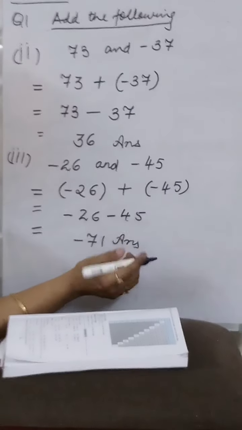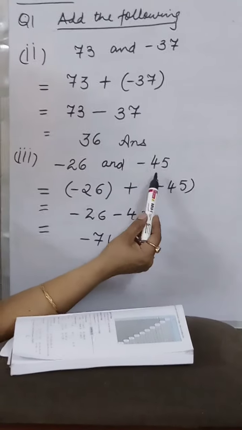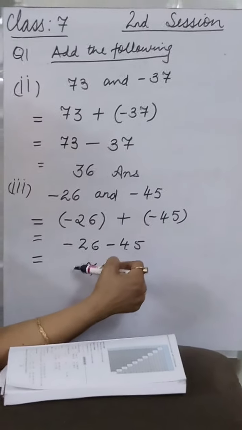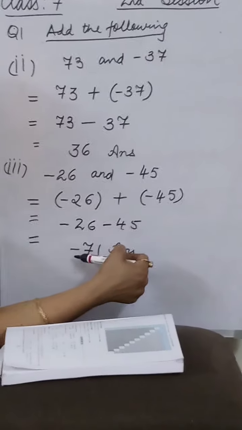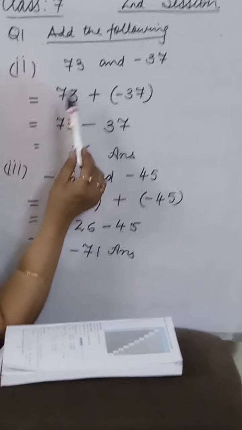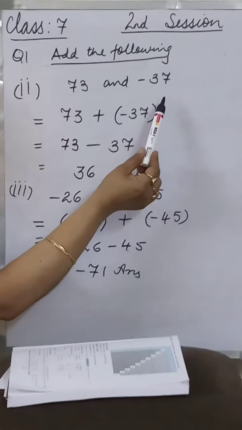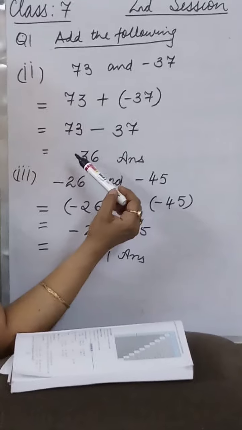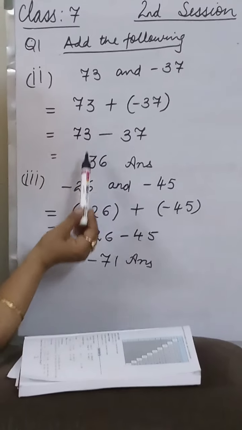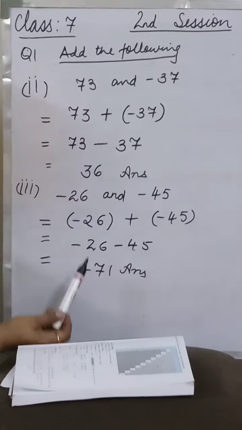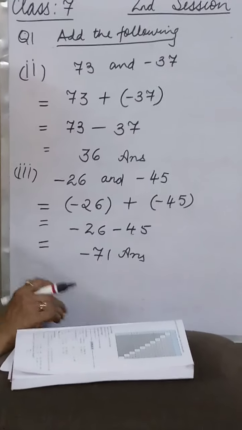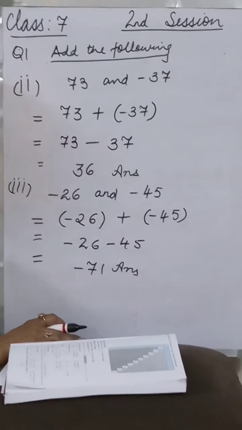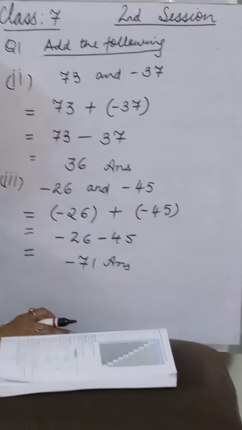Or you can understand it this way also: both the numbers have the same sign, so they have to be added and we keep the sign. Both are negative, so we keep the negative sign. In the above one, 73 is plus and minus 37 is minus. Both have two different signs, so it needs to be subtracted, and we always put the sign of the greater number, that is plus. So 36 is the answer for this one, and for the second one it is minus 71. Do not forget to write the expression. Hope you can do all the bits now.